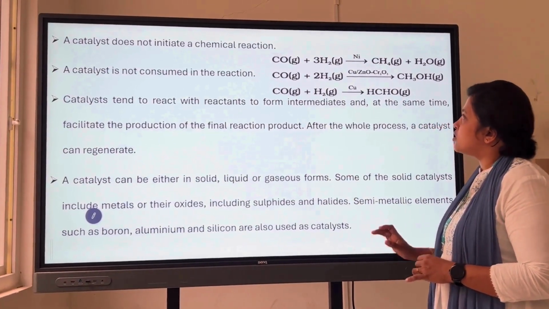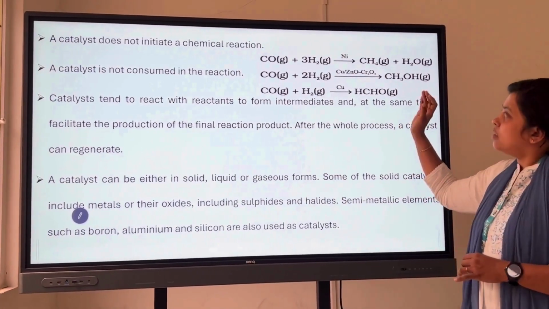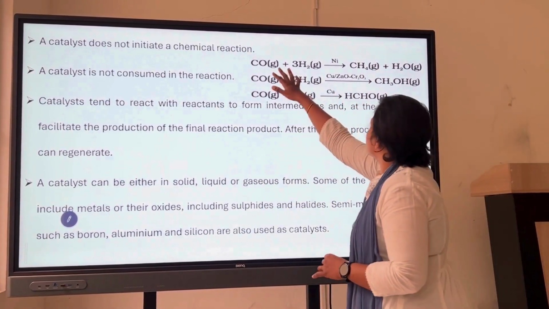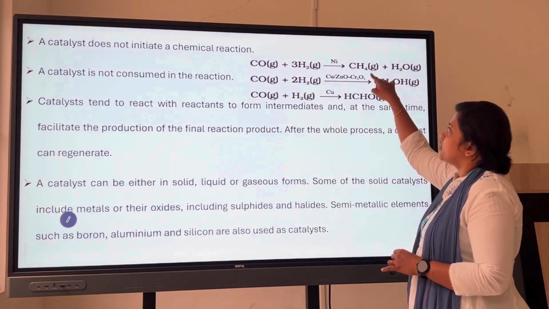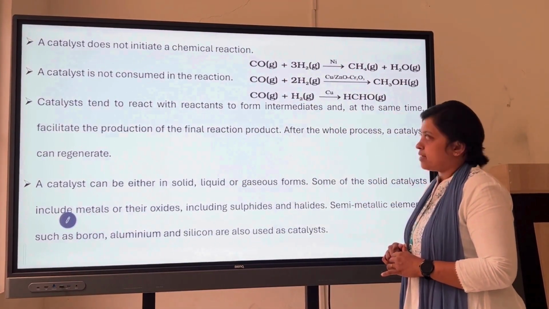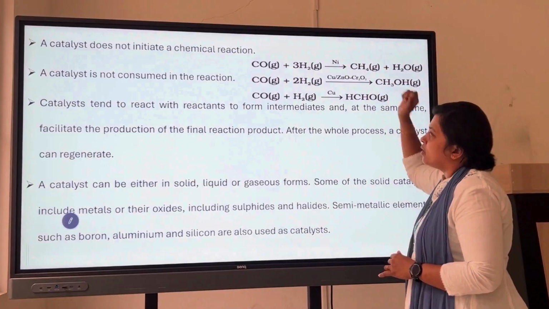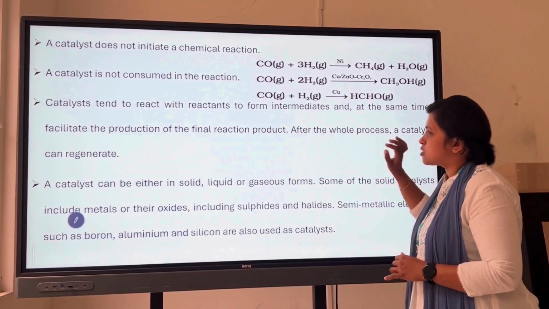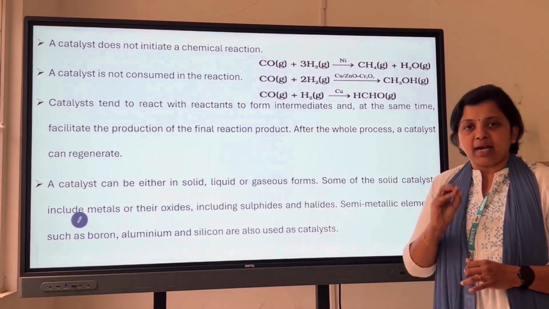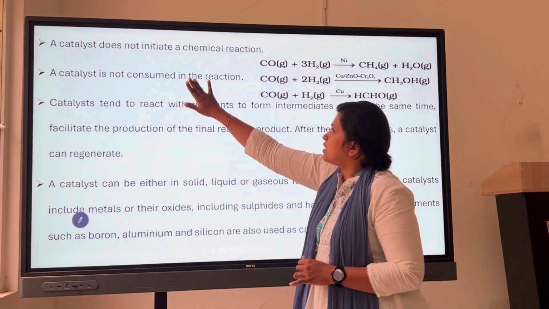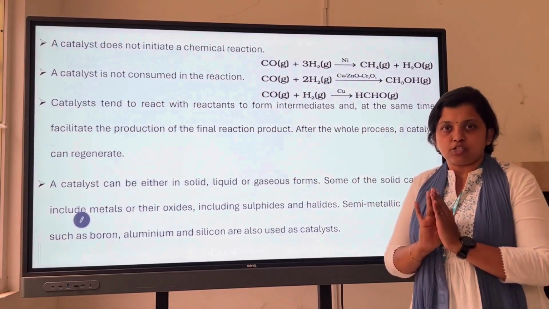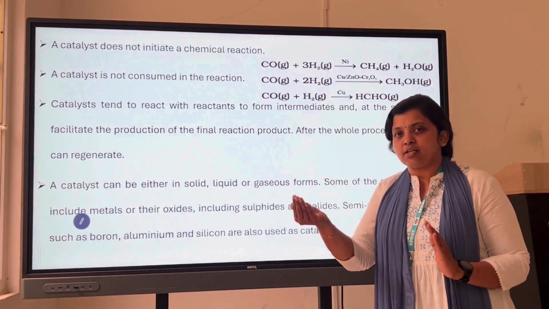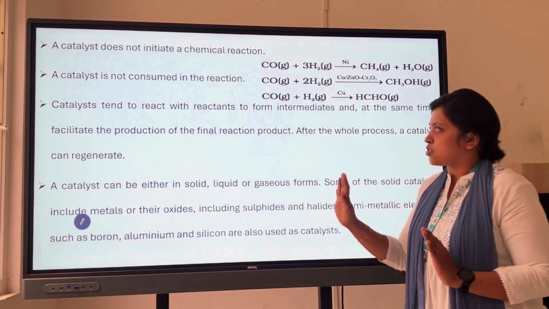So here I have mentioned some examples for the catalytic reactions. See, in the carbon monoxide to butane reaction, we are using nickel as a catalyst. Here we can see two more reactions also as examples. And the main character of the catalyst is that a catalyst does not initiate a chemical reaction. It just alters the activation energy, so it speeds up the reactions.